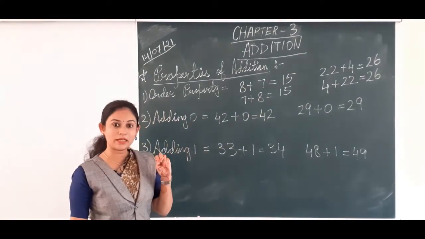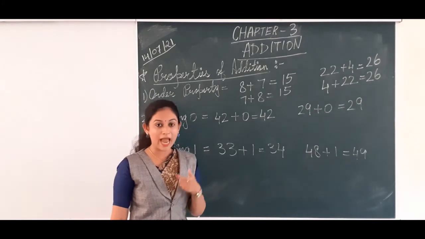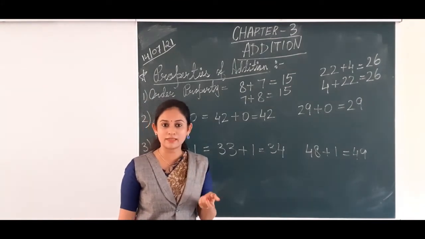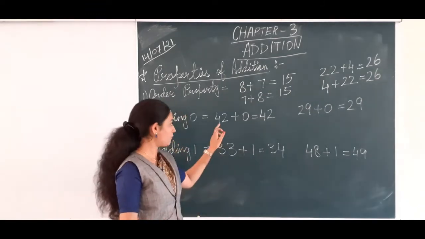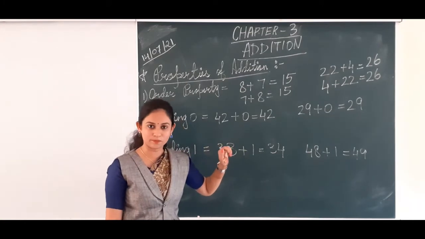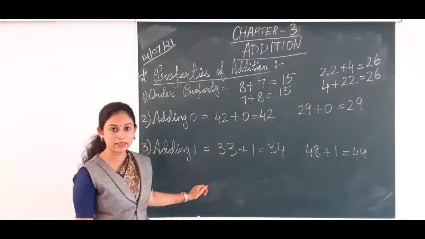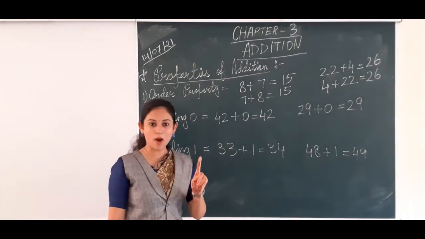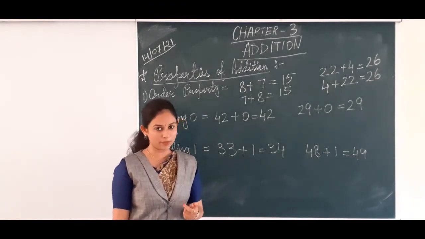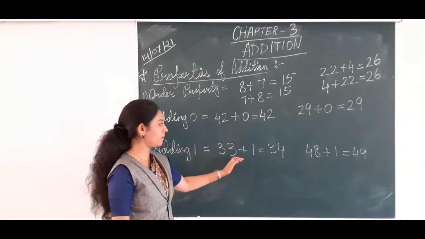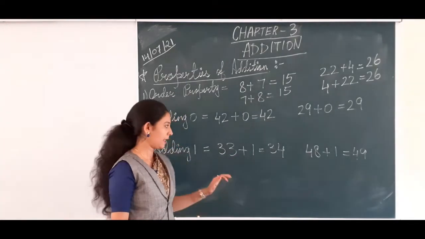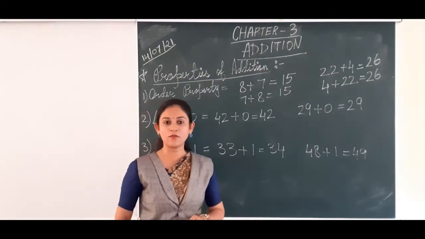Next, second property is adding 0. Adding 0 to any number gives that number itself as the answer. Like 42 plus 0 is equal to 42. The last property is adding 1. Adding 1 to any number gives the successor of that number. 33 plus 1 is equal to 34. These were the three properties of addition.